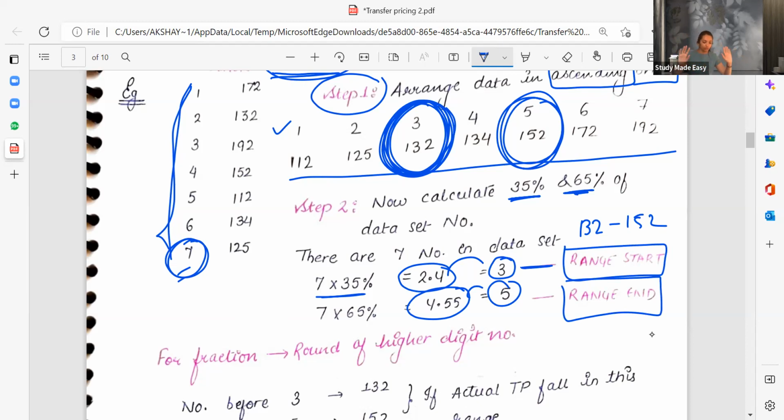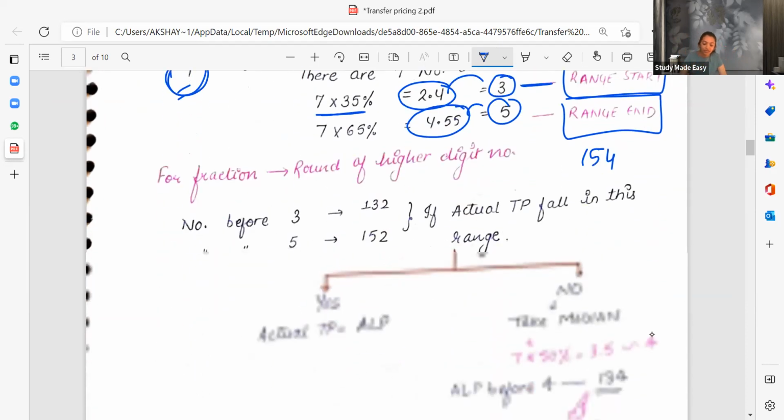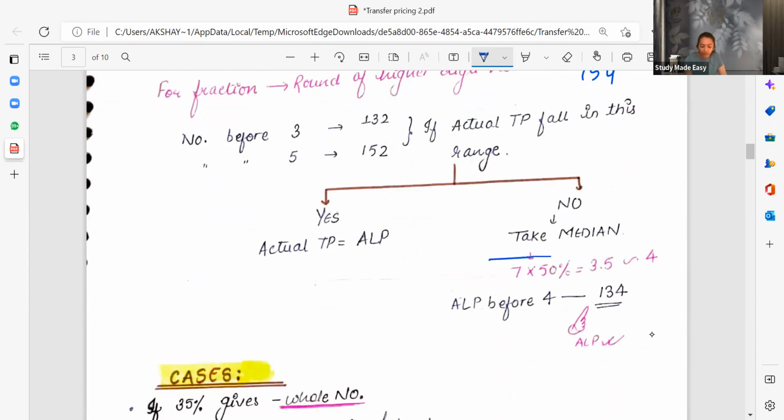But ma'am, my transaction price is 154. Is it falling between the range? The transaction I have done is not falling between the range. So now the next step is to take the median. What you have to do is take the median. 50% of 7 is 3.5, and it will come to 4.